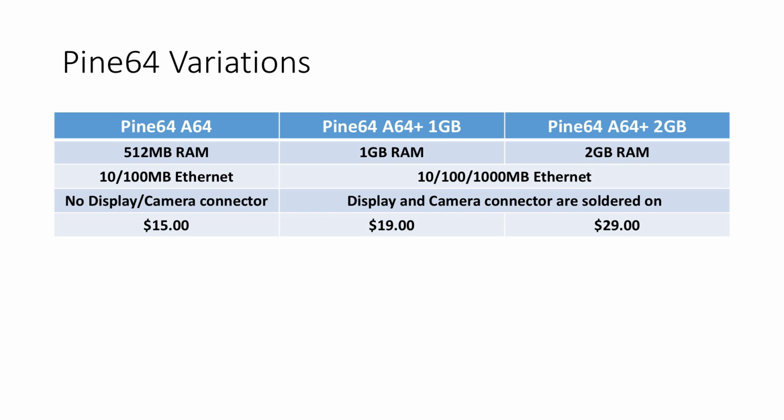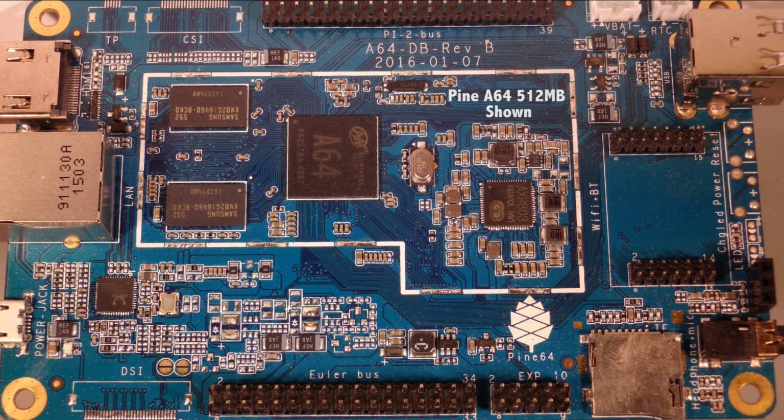So now let's take a closer look at the board. In the center of the board, you can see the Allwinner A64 system on chip. On the left side, there are the Samsung RAM modules. In my case, I have the 512 megabyte model, so there's 512 megabytes of RAM. On the right side, you can see the AXP803 power management chip. On the top, you have the Pi 2 bus, so the whole GPIO is the same as every Pi with 40 pins. You have your TP connector, which isn't soldered on, and your CSI connector, which is also not soldered on.